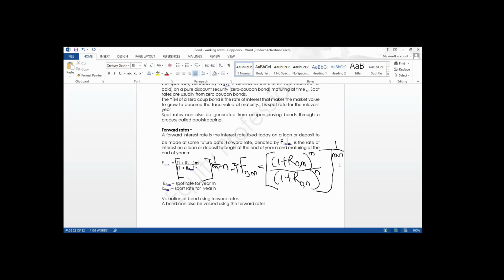You may be asked to value bond using spot rates. You may be asked to value bond using forward rates. Please look at all the questions we have solved. All right. Please refer to page 105, sorry, 105/106, question number 6.